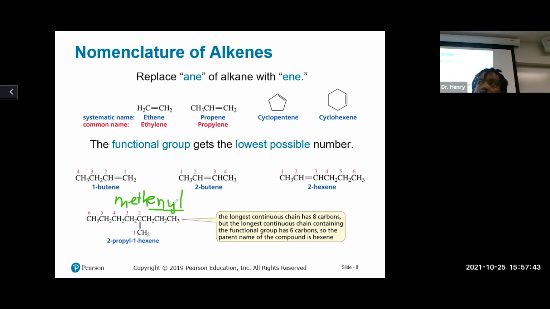Yeah, so the ENYL, because you remember when it was a single bond, it was just YL added on. So here we put EN, so it would be methylene. So when a double bond is in a side chain, you put ENYL. And you will see that, and I'll show you other examples of it. I want you to know both ways. On your exam, we're going to go with what the book says, because that's what you're going to learn.